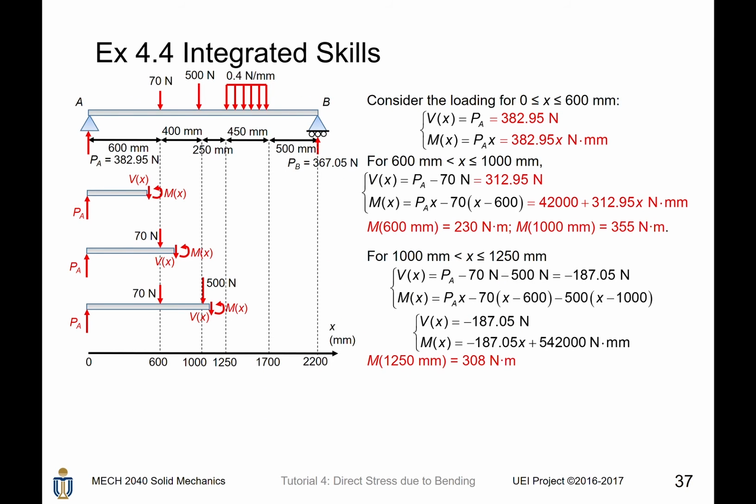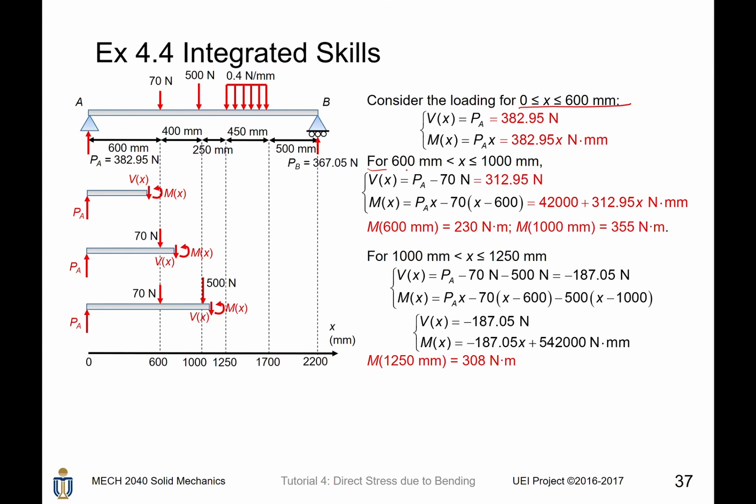Sometimes you have to neglect some forces from your analysis. Consider the first section for x from 0 to 600 millimeters. On this section, it's rather easy. We take the moment at this end. The moment is given by PA times x. The shear force is given by PA. For this section, it is rather easy to analyze.